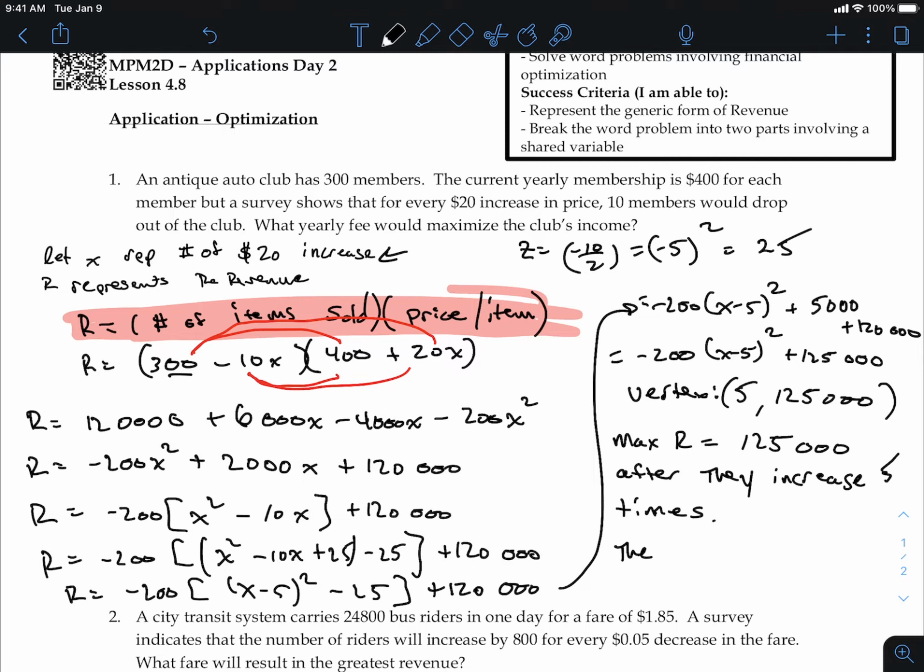Sorry, I'll back up one step before I ask that question. What's the price increase, I suppose? $100, because it's 5 times the $20, which equals $100. So it's going to cost you $500 if you want to be in this car club. The price that maximizes the club's revenue is $500. It's 100 from the price increases plus the original $400 that it cost to be in the club in the first place. Is that okay?